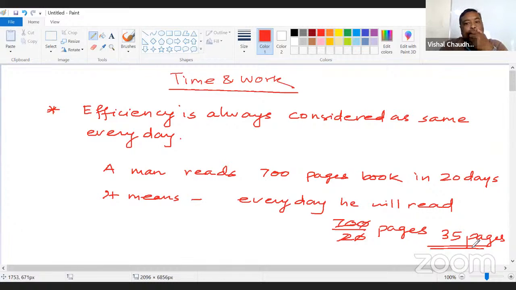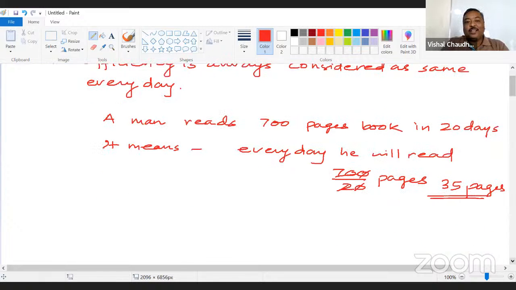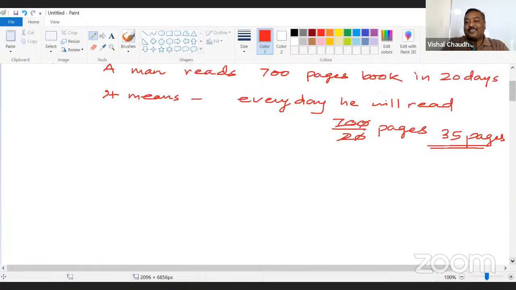Now, what will happen? He is not a modern engineer, as you all are. You will read one day before the exams, but no. What he will do is he will read every day. So consider this. That's why I wrote here, efficiency is always considered as the same every day. He is efficient. He is able to read 35 pages every day.